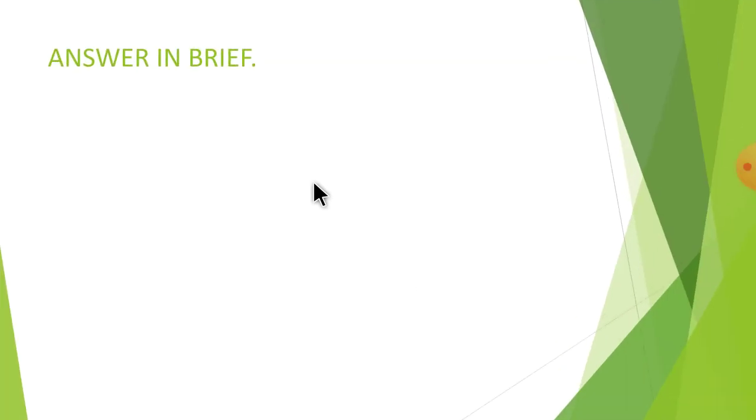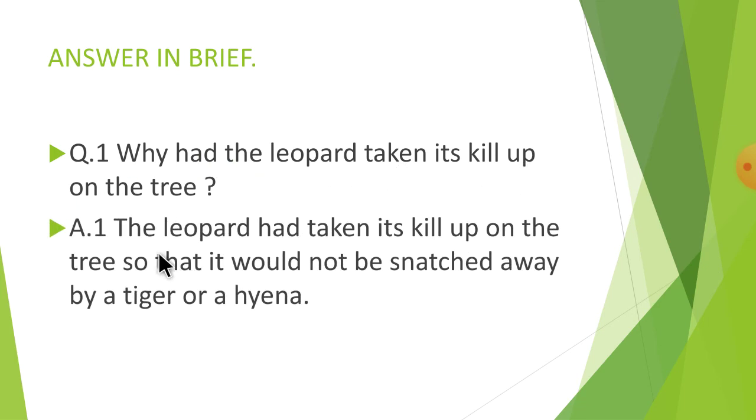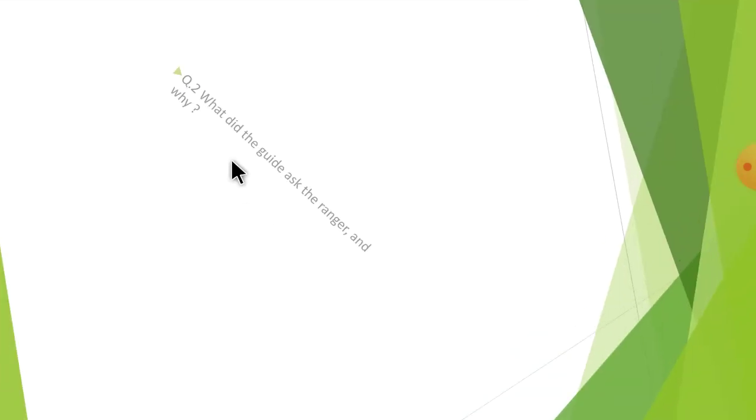Now let's see the next topic, that is answer in brief. Question 1. Why had the leopard taken its kill up on the tree? Answer 1. The leopard had taken its kill up on the tree so that it would not be snatched away by a tiger or a hyena.